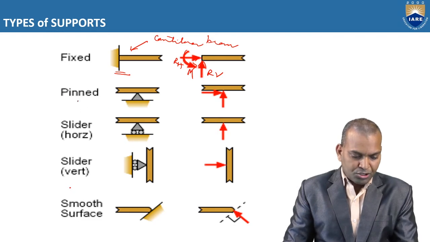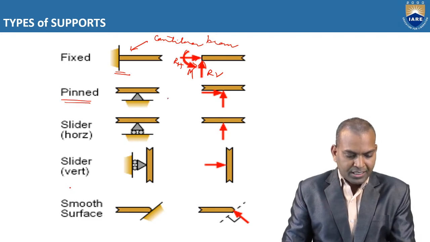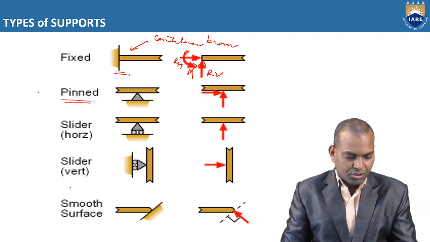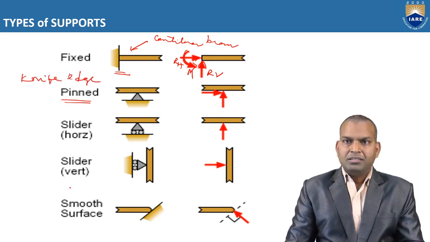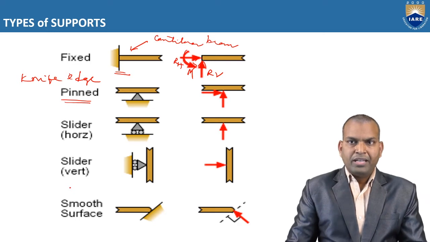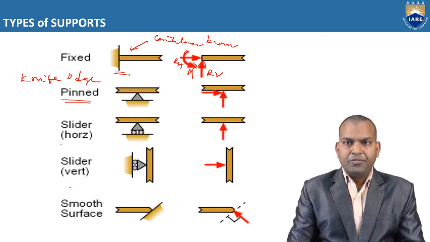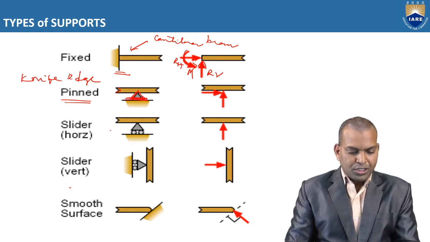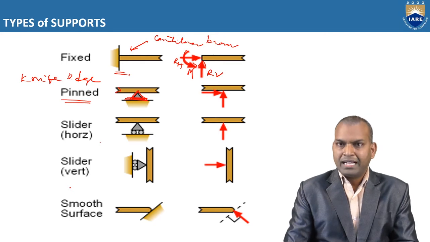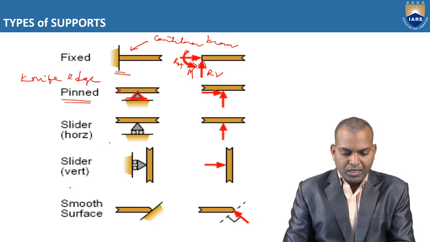Now coming to pinned support. This pinned support is also called knife edge support. We can see it is like a knife edge. This is the knife edge support. How many reactions will act for this knife edge support? So here only one reaction.